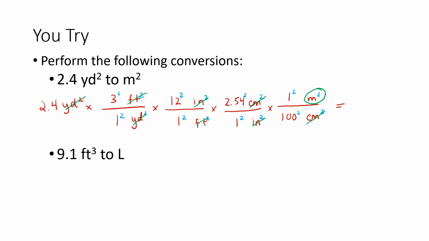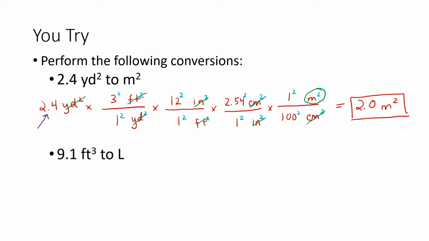And when we plug this in to the calculator, we don't have to square the 2.4 that we're starting with. That number is already an area. It's already squared. So we only have to square those unit conversions that we changed. Our final answer here should be 2.0 meters squared with two significant figures.